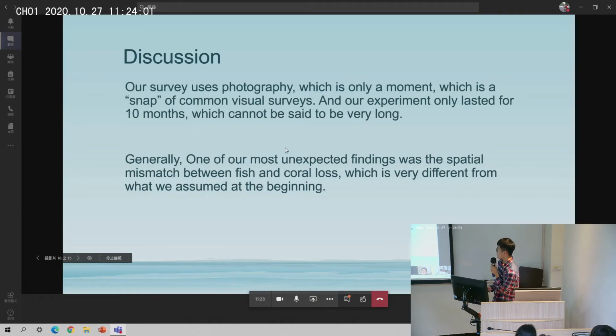Our survey used a photograph, which was only a moment, just like a snapshot of a common visual survey. And our experiment only lasted for 10 months, which is not very long. Generally, one of our most unexpected findings was the spatial mismatch between the fish and coral reefs, which is very different from what we assumed at the beginning.